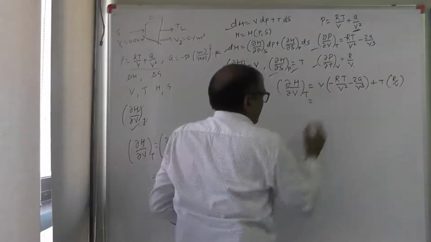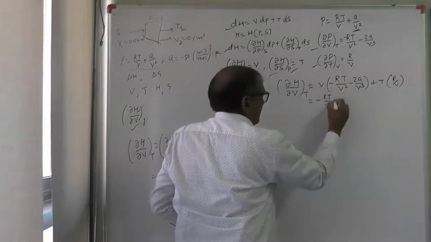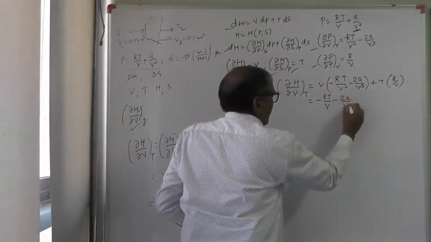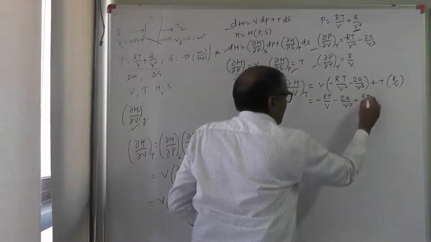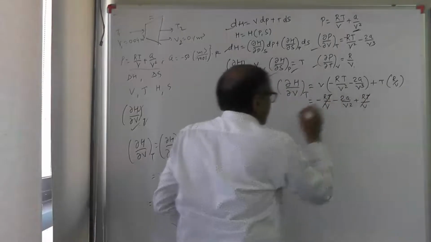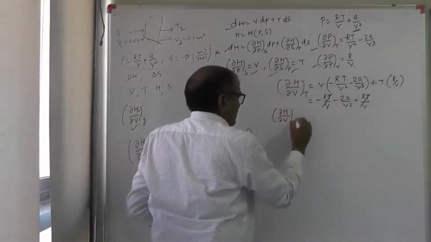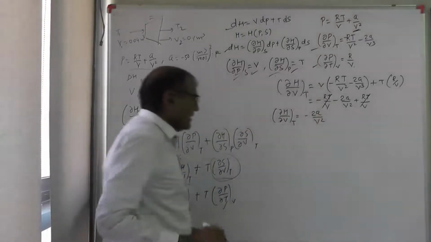If I simplify this equation, then it would be minus RT upon V plus minus again 2A upon V square, and this equation would be again RT upon V. This 2 would be cancelled. So the final answer, del H over del V at constant temperature, that is minus 2A upon V square.